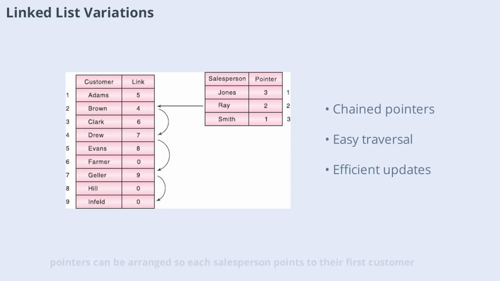For example, pointers can be arranged so each salesperson points to their first customer and each customer points to the next, ending with a special value like 0. This makes it easy to traverse all customers for a salesperson and efficiently insert or delete records.